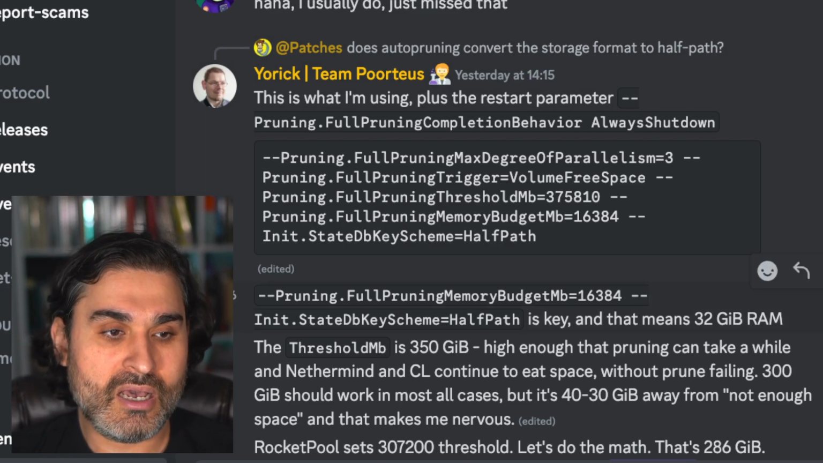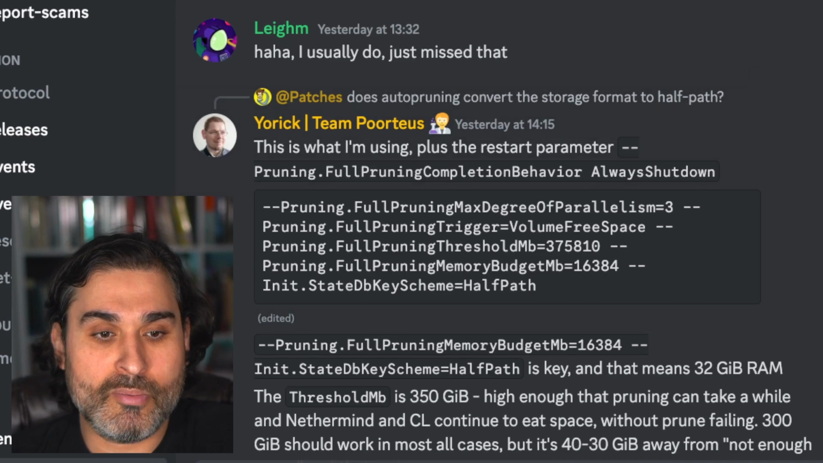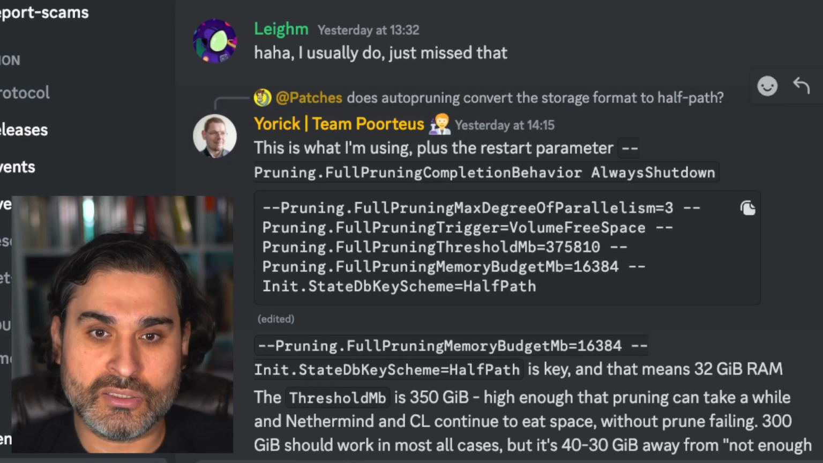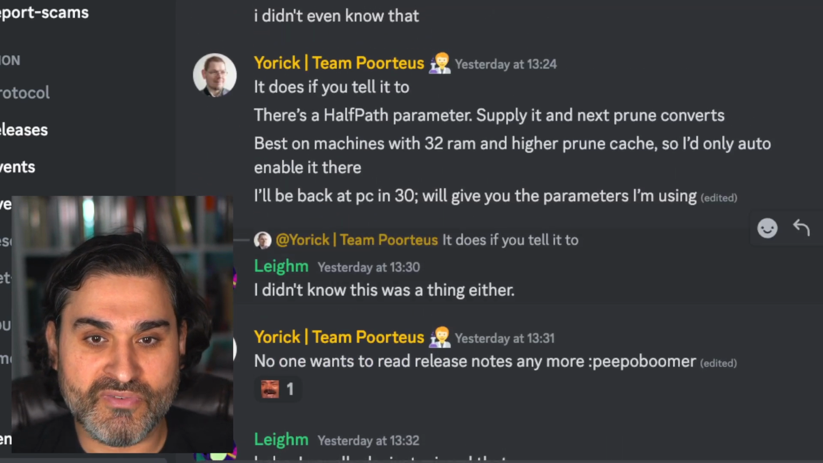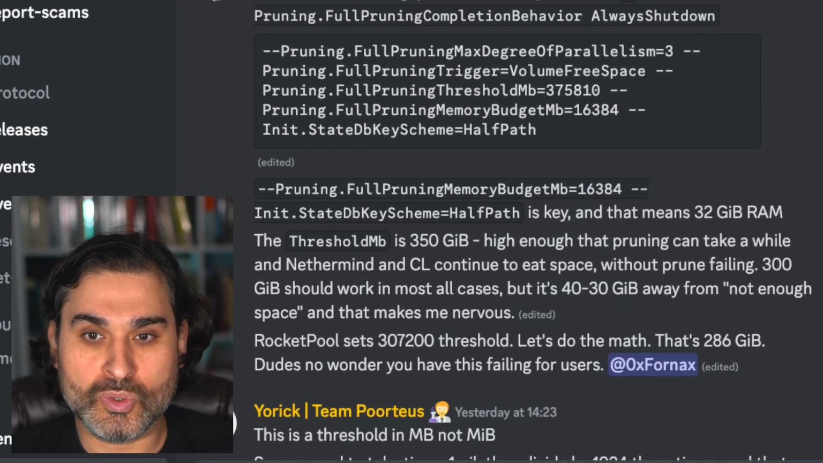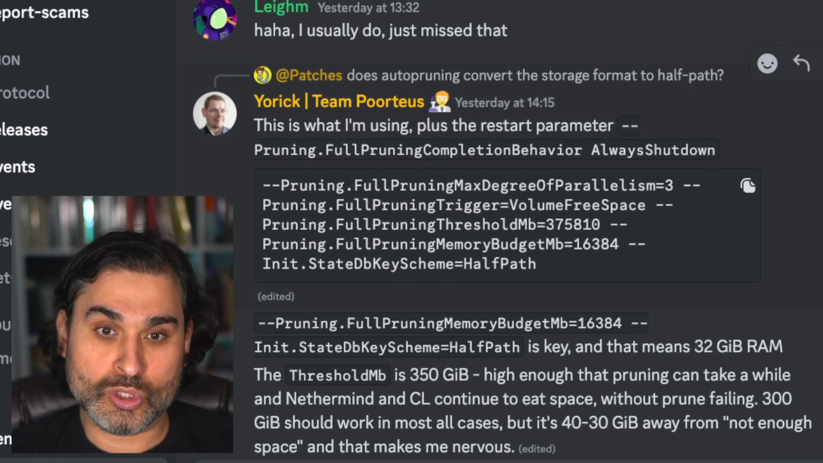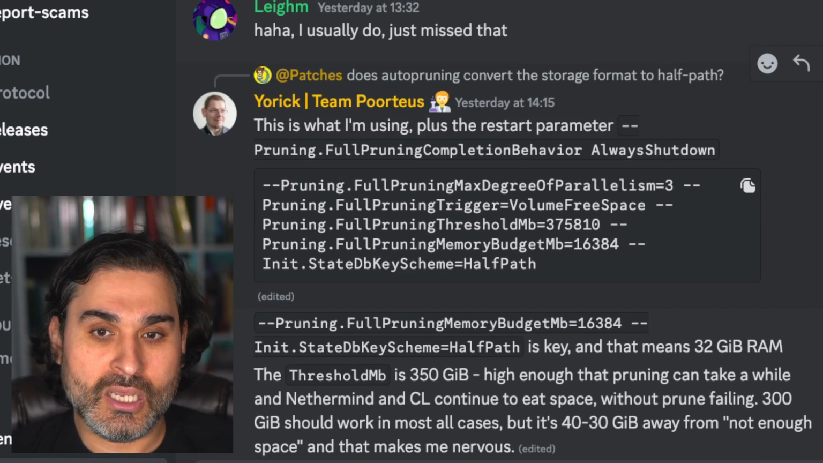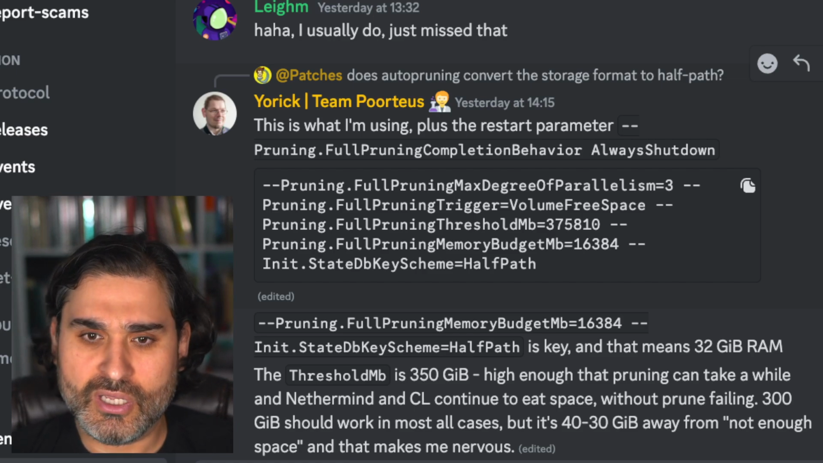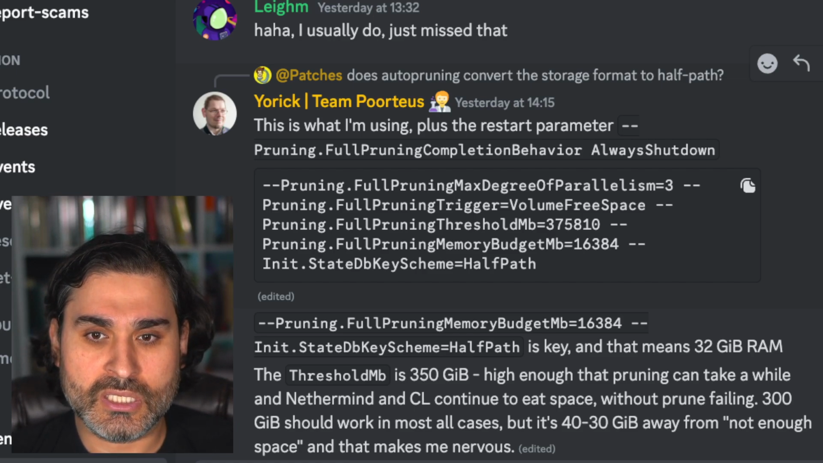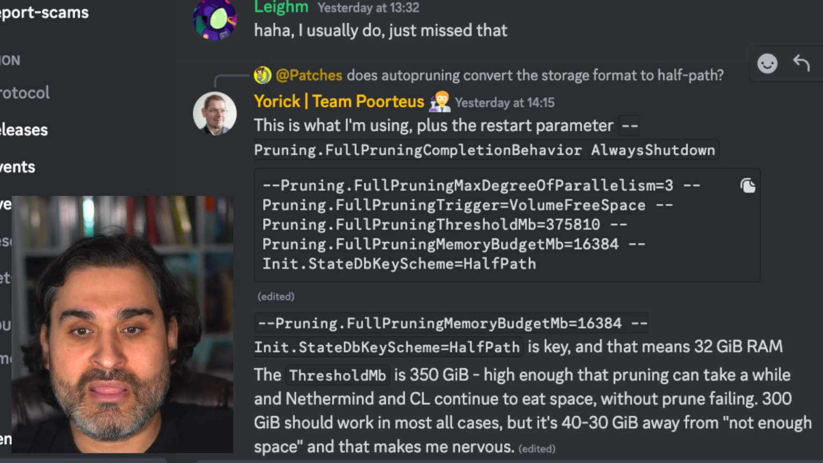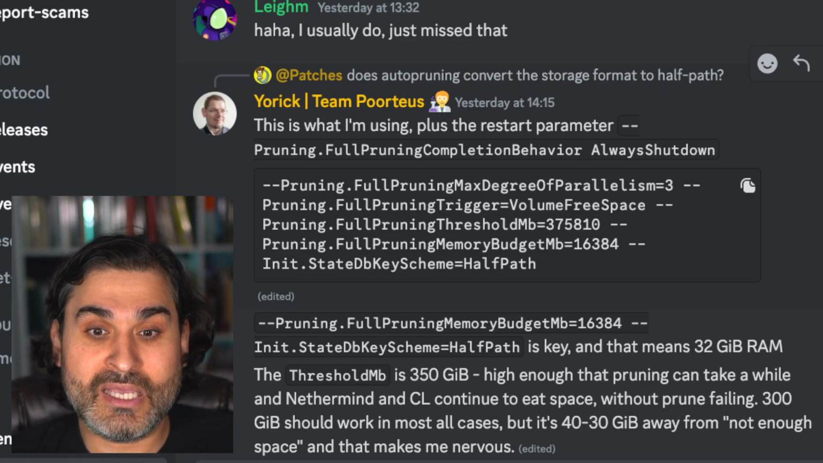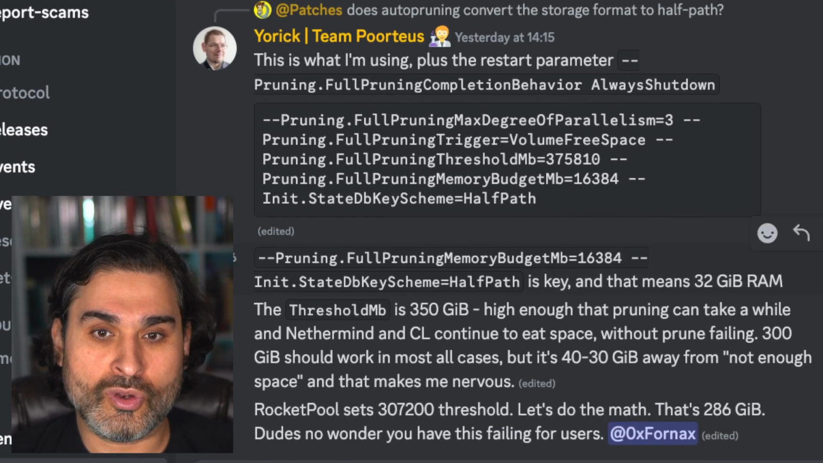Okay, next we have this issue that came up in support, and Yorick got to the bottom of it. It seemed like there were a bunch of people who were failing their auto-prune, and it wasn't working properly on Nethermind, I believe. And what had happened is that there's been a parameter change, and it meant that there wasn't enough space left. So here Yorick is explaining it.